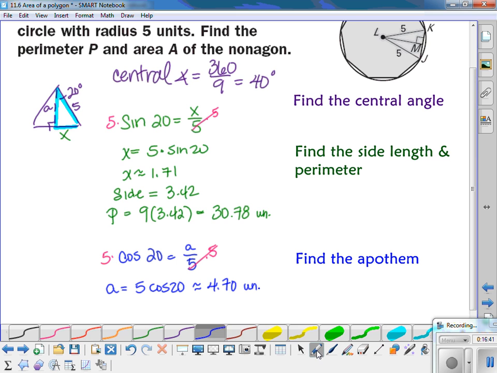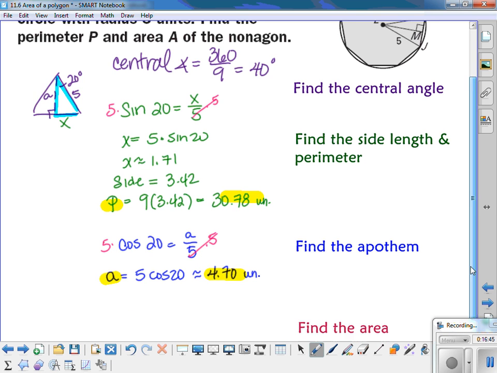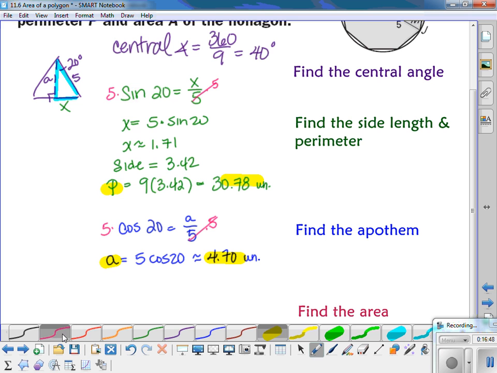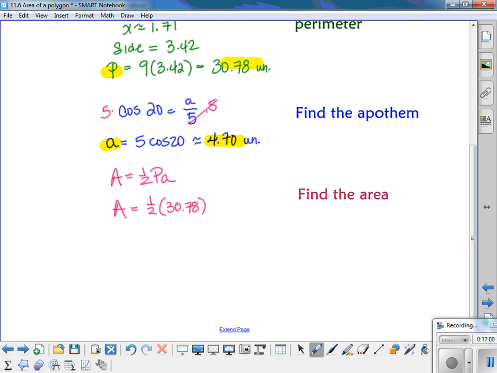So now I have my perimeter and my apothem. So to find the area, I just plug it into the formula. Area equals 1/2 PA. So the area of my nonagon is going to be 1/2 times my perimeter of 30.78 times my apothem of 4.70. And so when I multiply those, I get that the area is approximately 72.3 units squared.